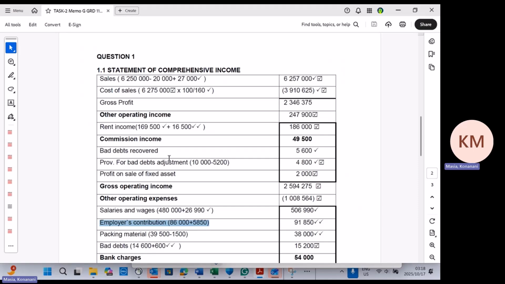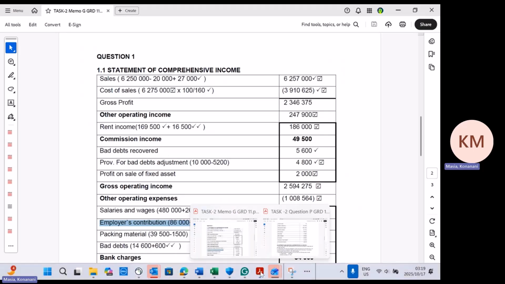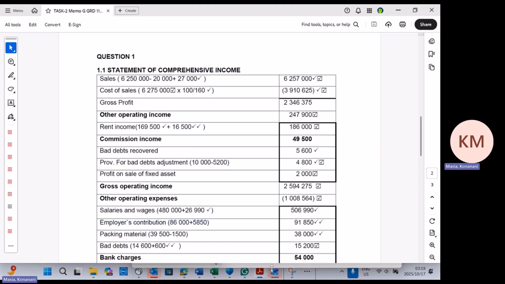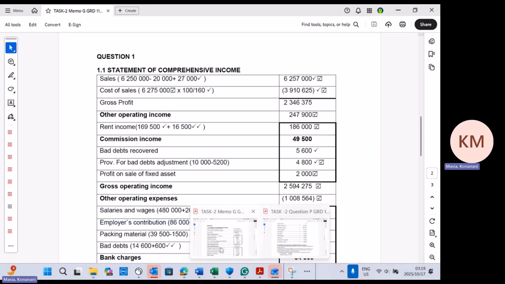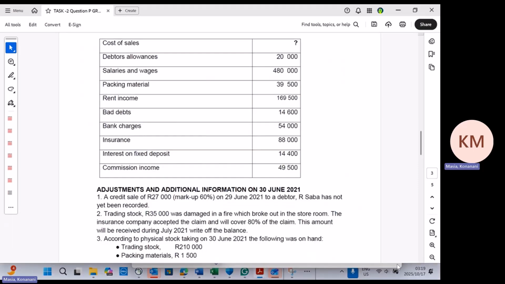Remember, if you have got any debt that you wrote off in a previous year, when you write off the debt you are saying, I'm not going to expect any income because this debtor won't be able to pay me. But it might happen that later on the person comes back and pays. The adjustment information will assist us if there is anything to calculate. Now, let's go to the additional information and see what was provided with regards to bad debts.